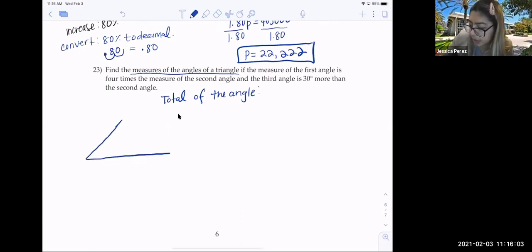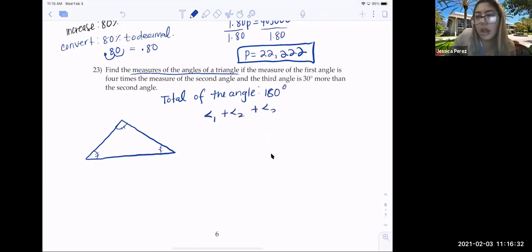So let's say we have this triangle. This is one angle, this is another angle, and this is another angle. What is the total of all of the angles in a triangle? Does somebody know? It's a particular value. If you know it, write it on the chat. If you don't, I'll tell you what it is. It's 180. So angle 1 plus angle 2 plus angle 3 should all be 180. So not 90. 90 would be a right angle. So the sum of all of them should be 180. Is that clear?